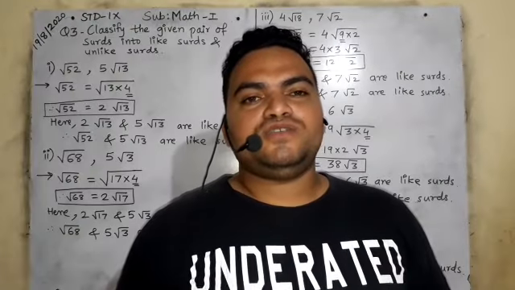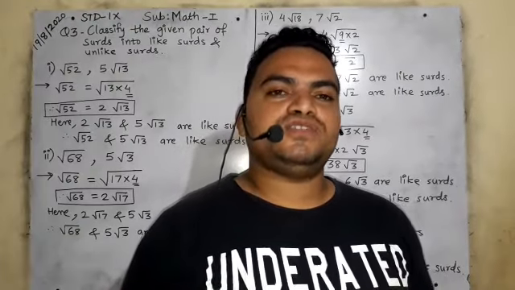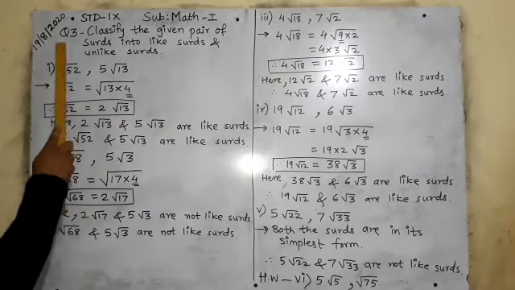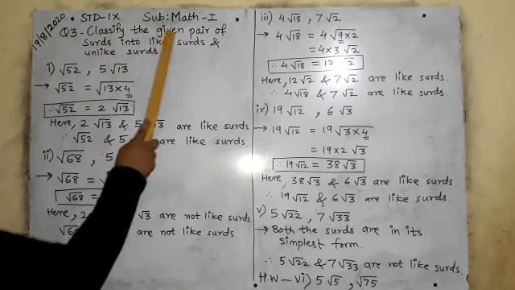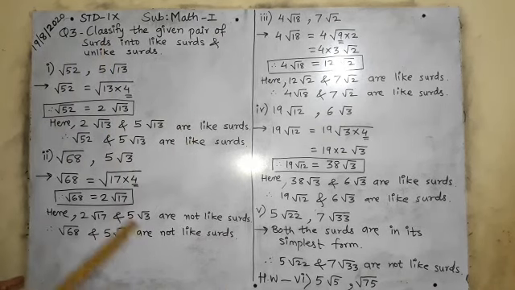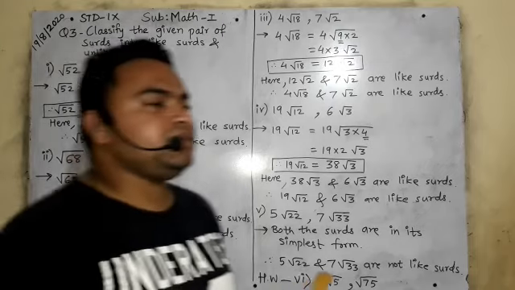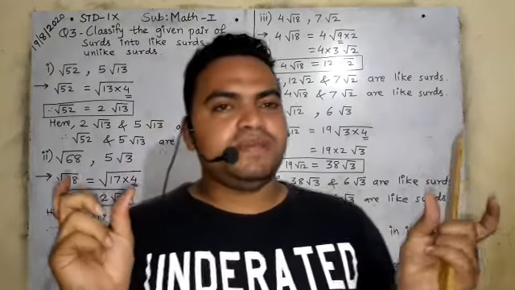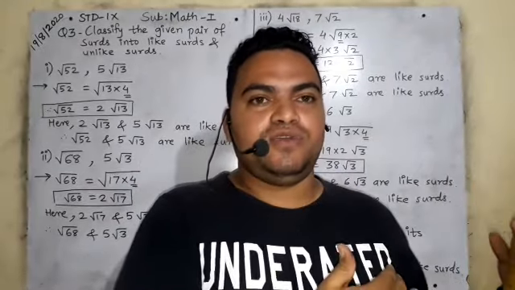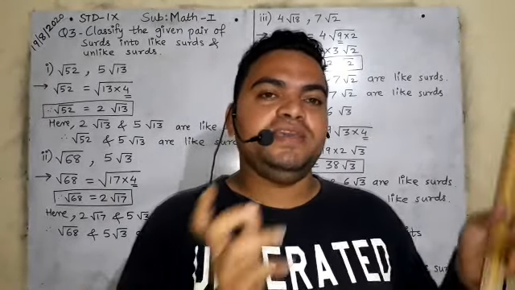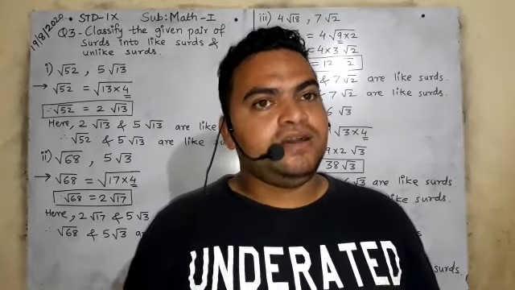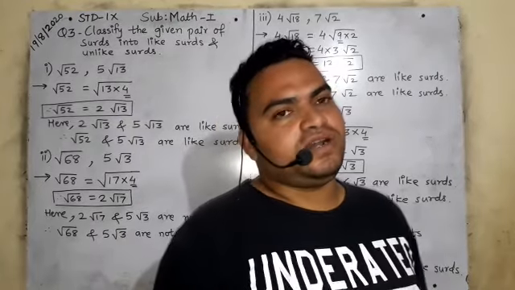Dear students, after question number 1 and 2, we will see question number 3. So please look at the board. Question number 3: classify the given pair of surds into like surds and unlike surds. We know like surds means two numbers will be given to you, and their surds should be the same. So the given surds will be like surds. If the given surds are not like surds, then it will be unlike surds or not like surds.